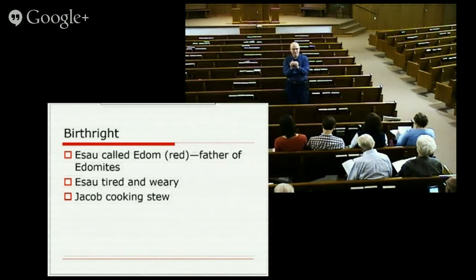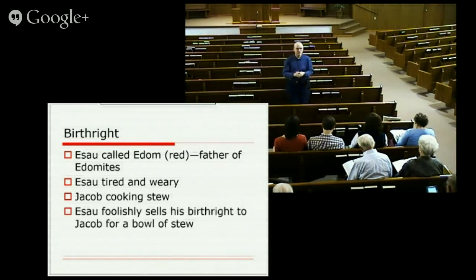But Esau says, if I don't get something to eat, I'll never make it anyhow. So what's the birthright to me? It doesn't matter. It's not worth anything if I'm dead. And so he decides to sell his birthright to Jacob. Jacob bargains with Esau: I'll give you something to eat, but you have to sell me your birthright. And he does it, foolishly, as we'll see.